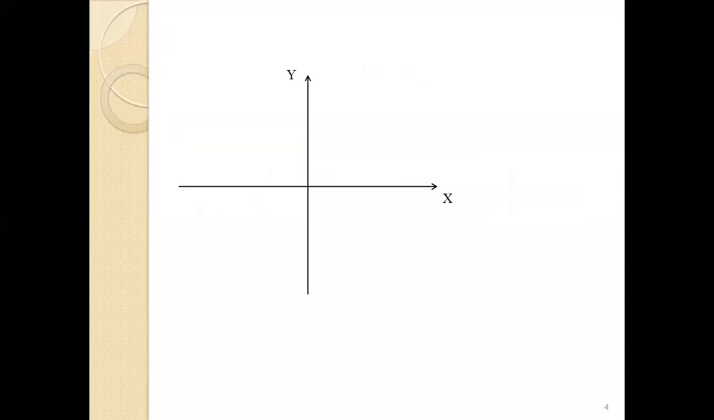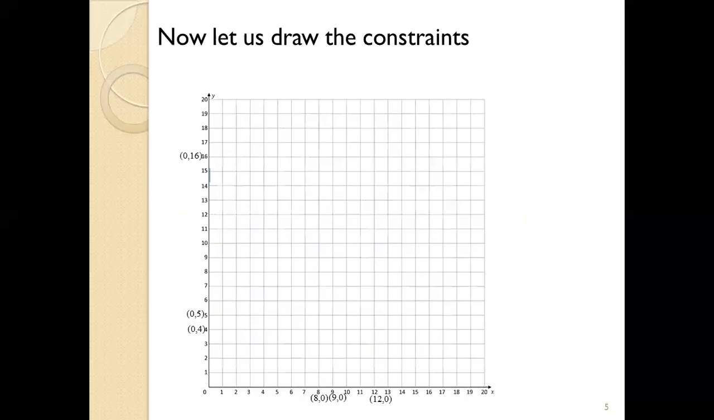Look at this coordinate plane with x and y axes. We know we have non-negativity constraints. That means both x and y are positive, so we only need to use this part of the coordinate plane. Now let us draw the inequalities.